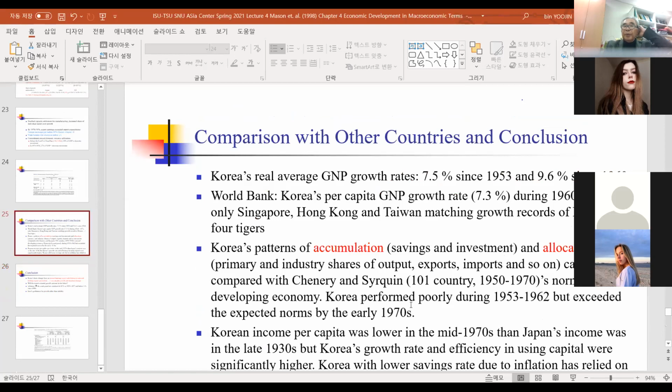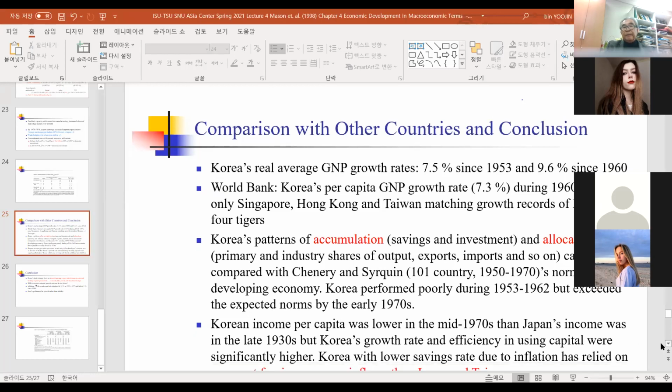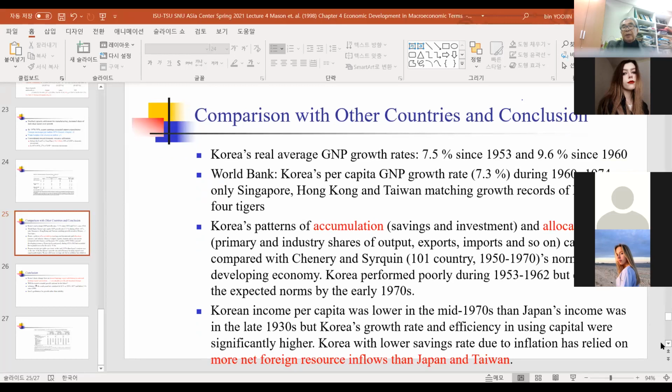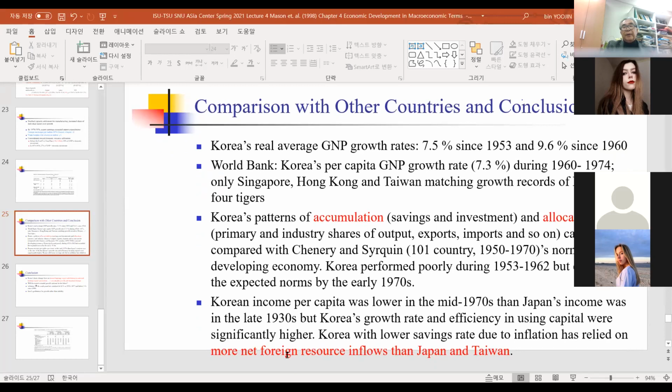And Korean income per capita was lower in the mid-1970s than Japan's income was in the late 1930s. So Korea was roughly 40 years behind Japan in terms of per capita income. But Korea's growth rate and efficiency in using capital was significantly higher. Korea, with a lower savings rate due to inflation, has relied on more net foreign resource inflows than Japan and Taiwan.